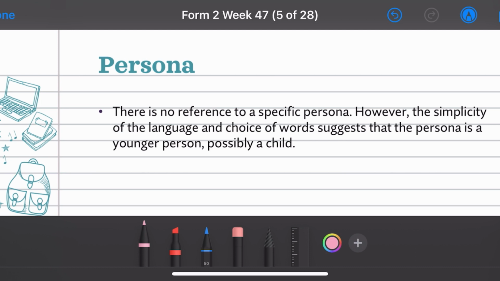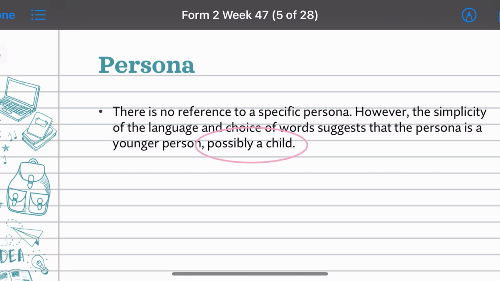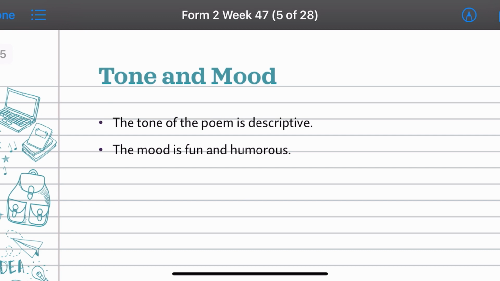However, the language dalam poem ni sangat simple. Okay, dia pakai perkataan yang sangat simple, kita senang je nak faham. Okay, and choice of word suggests that the persona is a younger person, possibly a child. Okay, tengok perkataan-perkataan yang dipakai dalam poem ni, sangat simple. Tak ada yang kita nak perlu buka kamus pun. Kalau perlu pun tak apa, it's okay. Okay, so maybe budak-budak yang tulis poem ni, okay, budak kecil, umur darjah 1 ke, darjah 2 ke, kau darjah 4, aku darjah 5, macam tu kan.